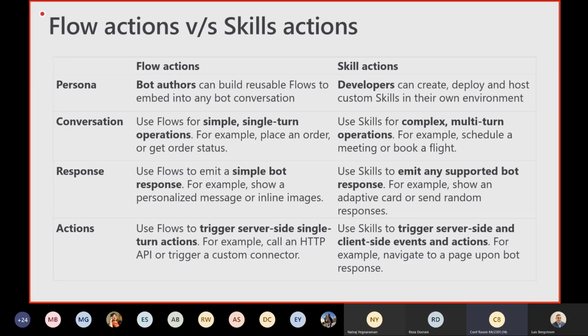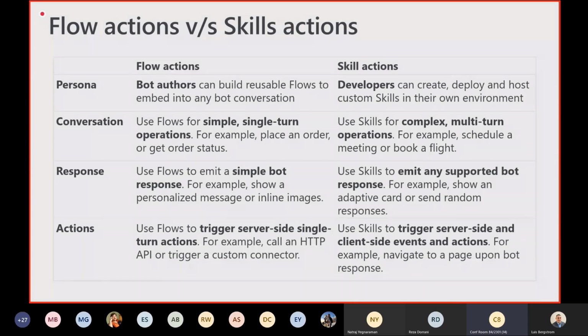On the conversation category, flows are best when you're triggering simple single-turn operations. For example, place an order, and the order has 5 different inputs and 2 different outputs. It's just a single API call. Leverage flows for that. However, skills can handle more complex multi-turn operations, for example, scheduling a meeting or booking a flight. And you'll see some of the examples in the demo that I have for you today.